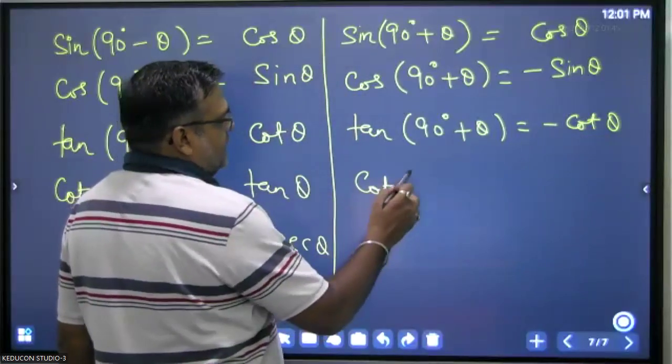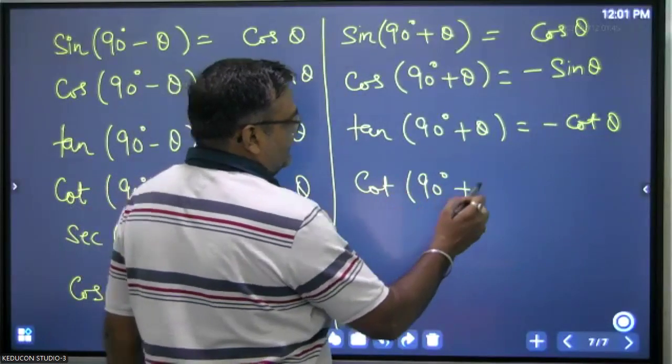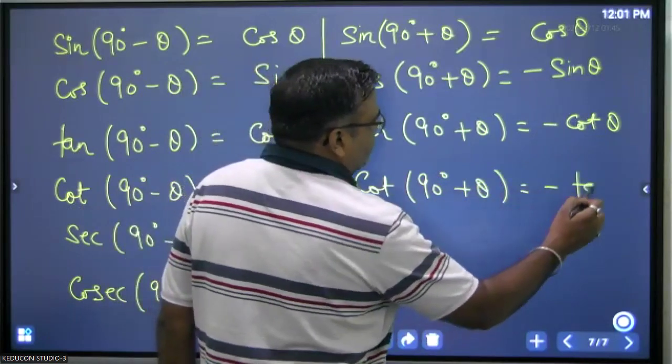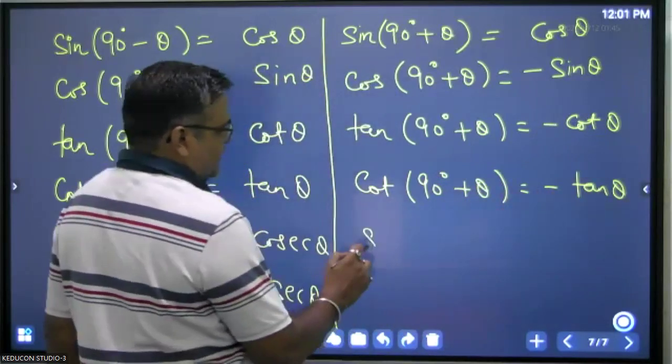Cot of 90 plus theta will be minus tan theta. Secant of 90.